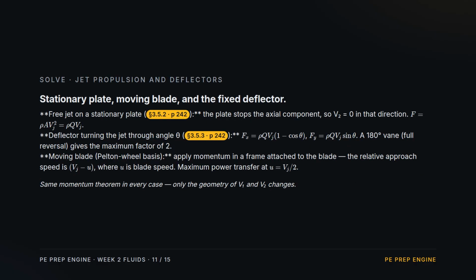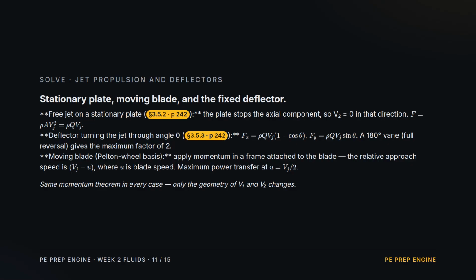The same theorem covers 3 classic patterns. A free jet on a stationary plate stops the axial component, so the force is ρAV jet squared, or ρQ V jet. A deflector turning the jet through angle theta gives an x component of ρQ V jet times 1 minus cosine theta, and a y component of ρQ V jet times sine theta. A 180 vane gives the maximum factor of 2.